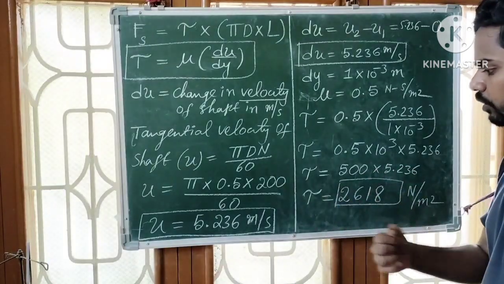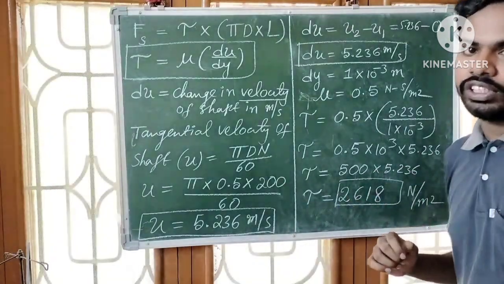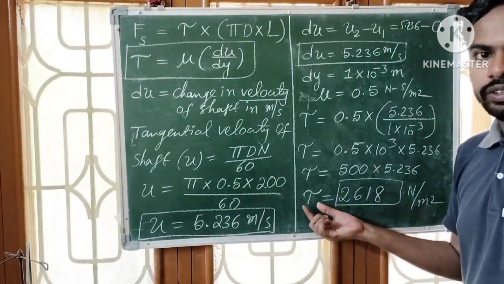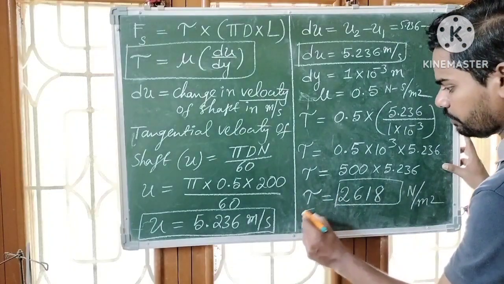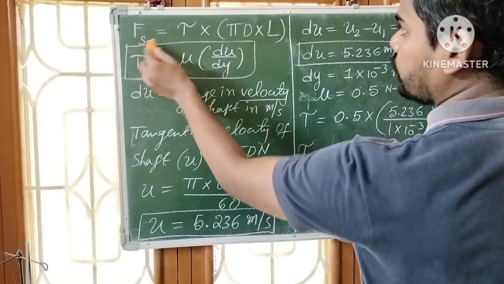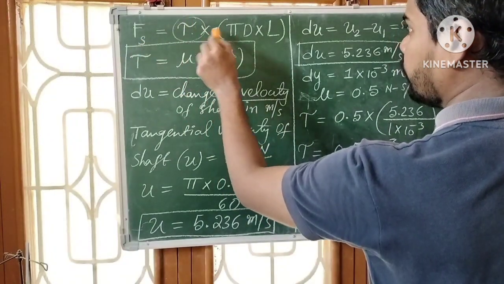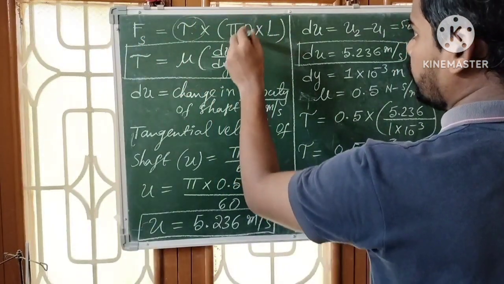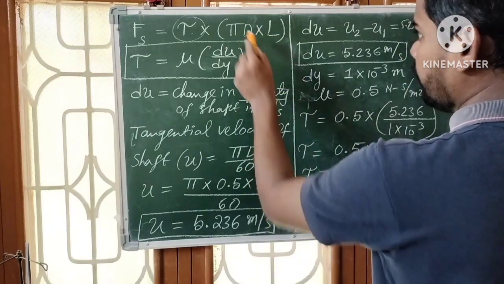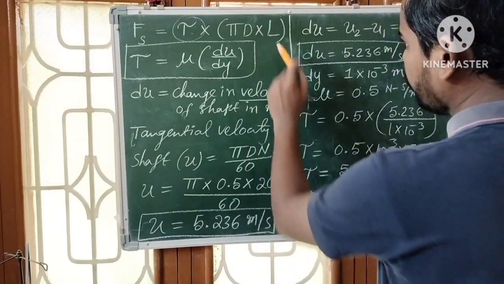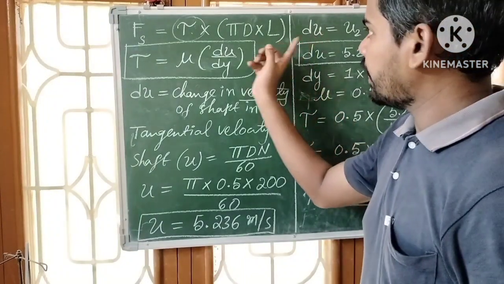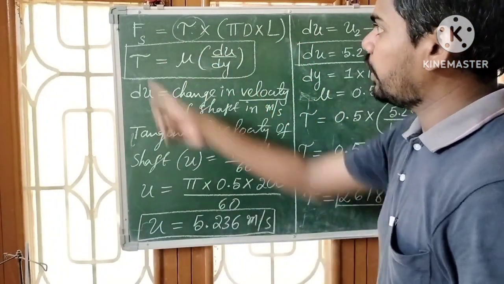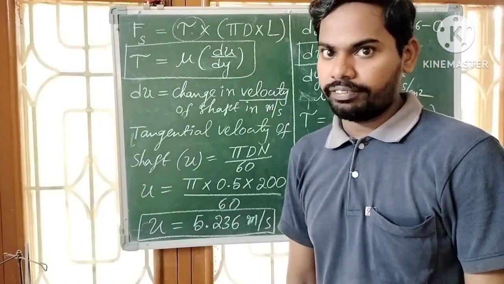So okay, here we have tau. Using this tau value we can find the shear force on the shaft. What is the formula? Shear force is equal to tau, the shear stress on the shaft, into the area under shear, pi d into L, which is the perimeter of the shaft into the length of the sleeve. By plugging all these values, we can find Fs, the shear force on the shaft.